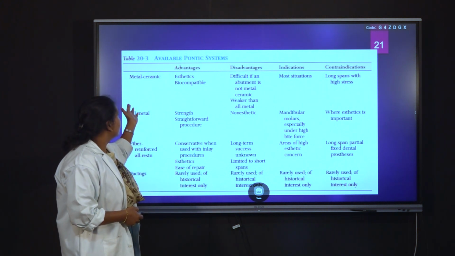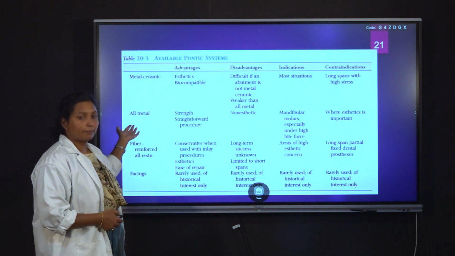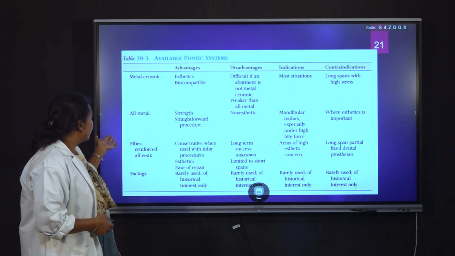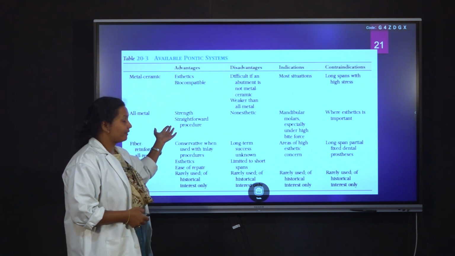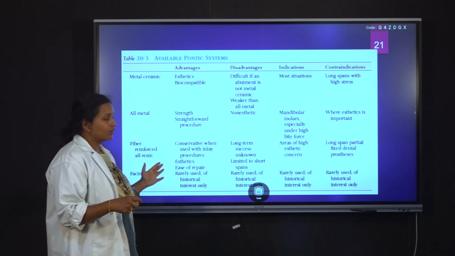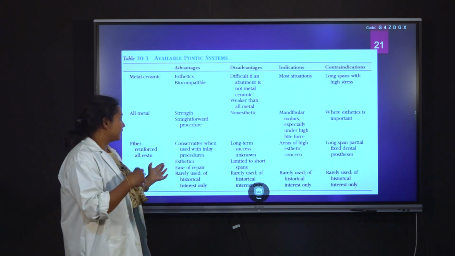Metal ceramics. Metal ceramics will have more aesthetics and they are more biocompatible when compared to all ceramic and all metal Pontics. All metal Pontics will have more strength and it is easy to fabricate all metal Pontics, because we will do the wax pattern only and directly put it for casting.